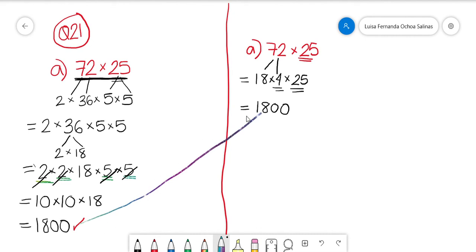So two different methods. This one a little bit faster, but it depends on how easy it is for you to first see that 25 times 4 is equal to 100, and also how easy it is for you to find that 4 is going to be a factor of 72, and doing that division very quickly. So you decide which one you want to use, or it can be a method in between. Okay, girls, this is the video for question 21.